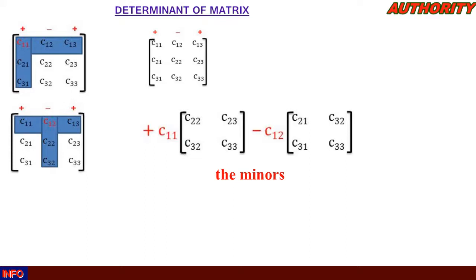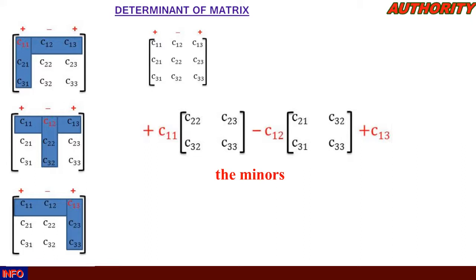Okay, now going to the next one, we have C13. C13 means first row, third column. So that means you pick this out and then cover the first row, the third column. As you cover it, what is the 2 by 2 matrix that is formed? It is C21, C22, C31, C32. Okay, you write it out. All right, yes. Now let's go.